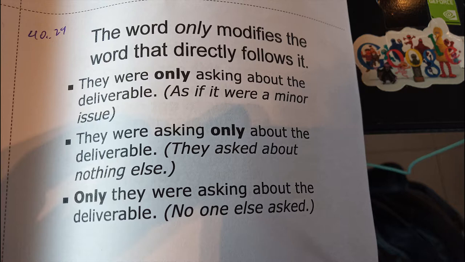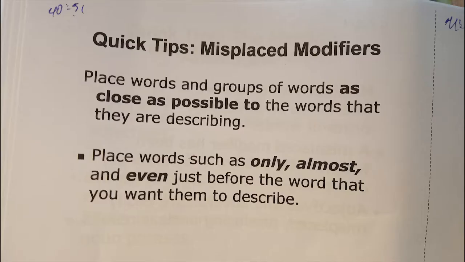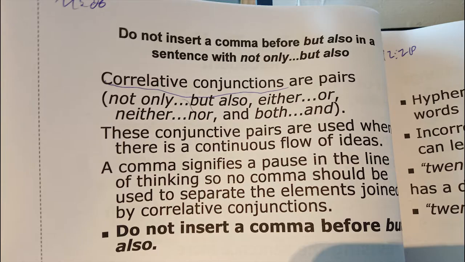Another grammar problem that I want to mention. Do not put a comma before but also in a sentence with not only but also. Not only, but also is a grammar pattern that we call a correlative conjunction. What that means is they are a team, and they must be together. They don't like to be separated by a comma. If you separate them with a comma, they lose their power and their meaning.